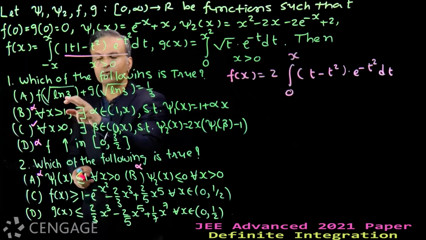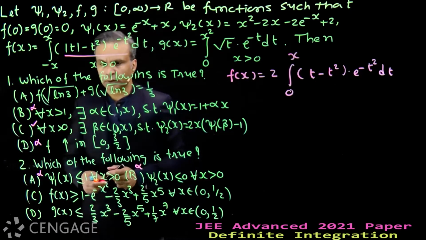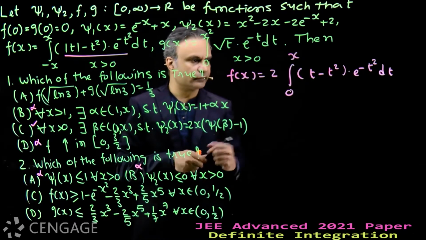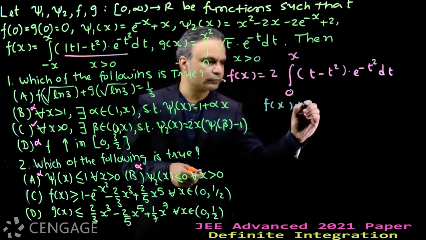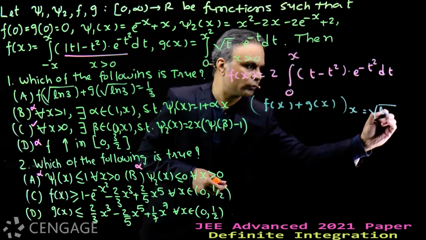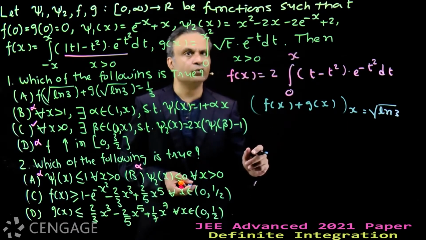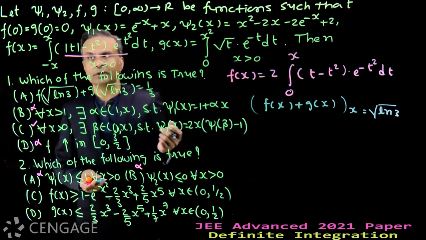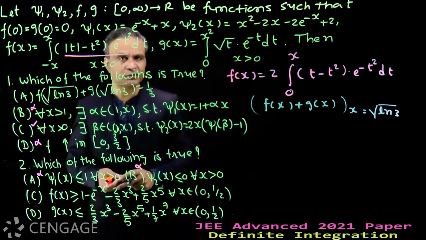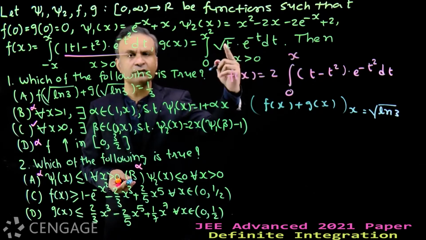Here we have f of root log 3 plus g of root log 3 is equal to 1 upon 3. That means we have to find the value of f(x) plus g(x) at x is equal to root log 3. Now to add f(x) and g(x), we need to have the same limits. Here limits are 0 and x. Here limits are 0 and x square. We can get limits 0 and x by replacing t with t square.